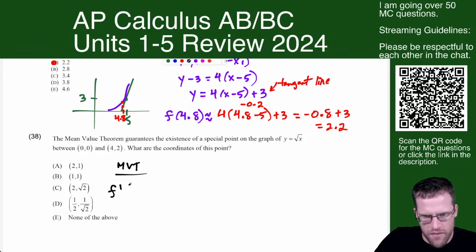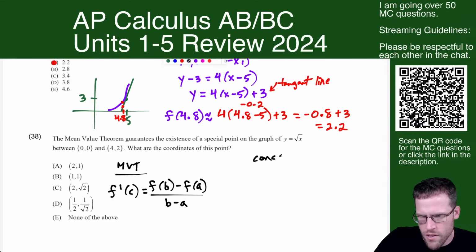But here, it's f prime of c equals f of b minus f of a over b minus a. Now, the concept, because that's just an equation, but what is it like? What does it actually mean?